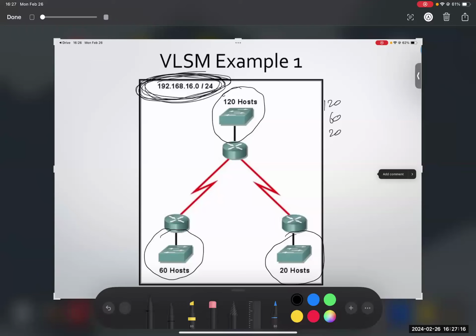In addition to this, these red ones, these are called WAN links. WAN link is wide area network links, the connections that are between router to router. These I have to consider as well. So in this particular scenario, what you have to understand is every router needs an IP address. Every port of a router needs an IP address.